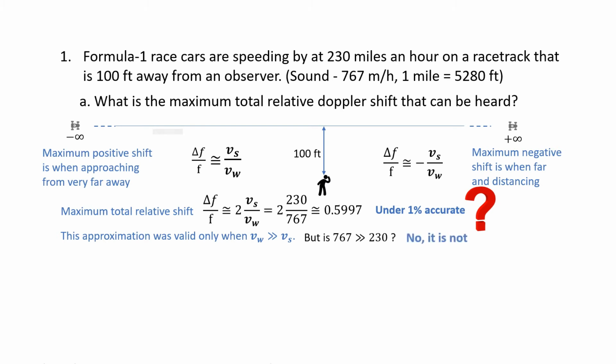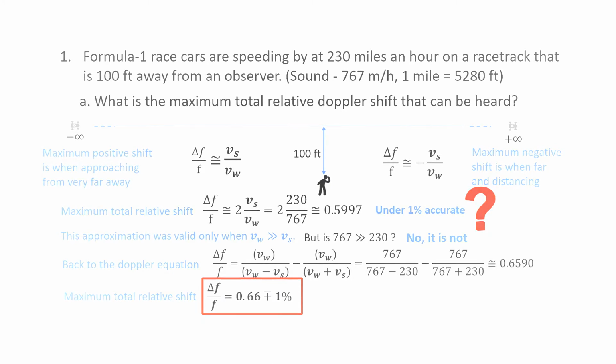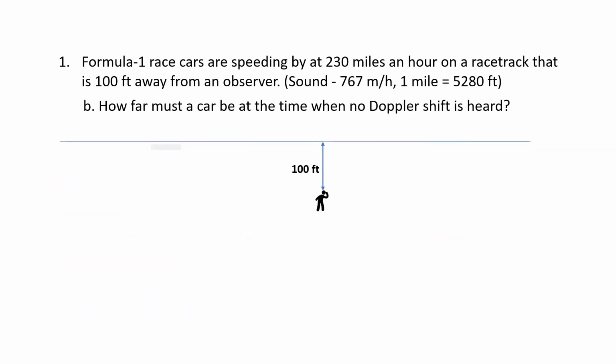No, it is not. So we must go back to the original Doppler equation. The maximum total relative shift is then 0.66 plus minus 1%. Let's take question B now. B. How far is the car at the time when no Doppler shift is heard?